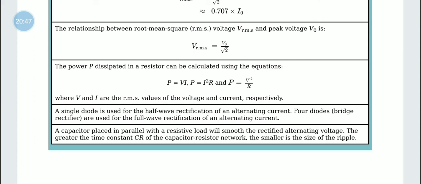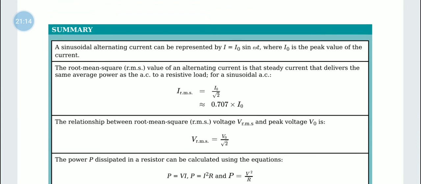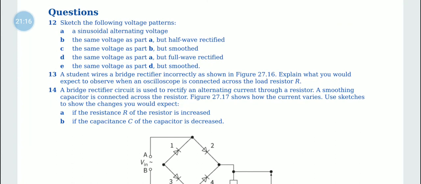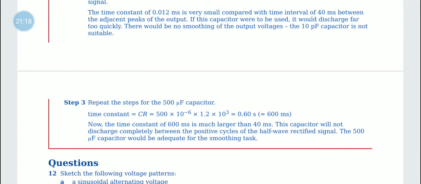Then if you use a capacitor in parallel with a resistive load, it will smooth, but you have to remember that the time constant CR of the capacitor resistor network should be higher than the time interval between the waves. That is something that you need to understand. If you have understood, please continue to do the questions. If you don't, ask me questions.